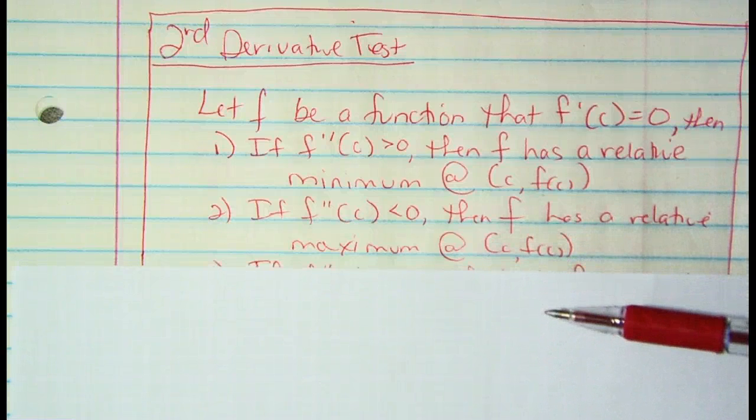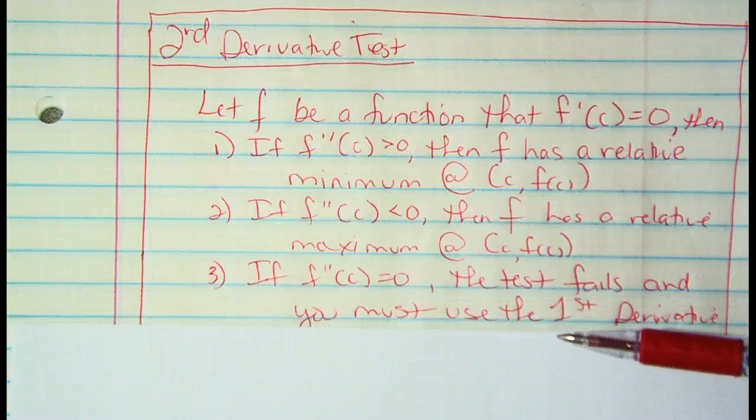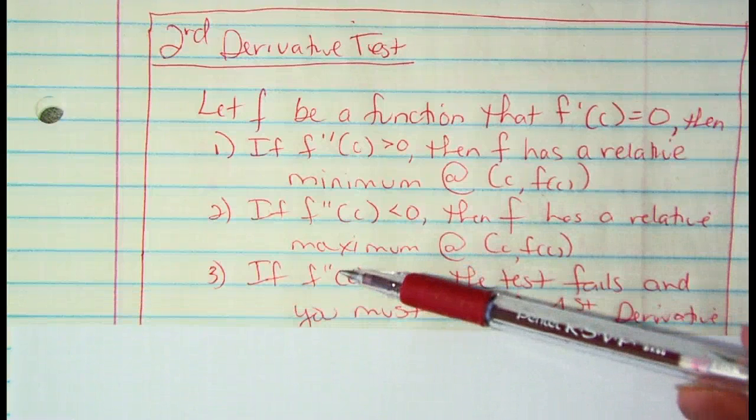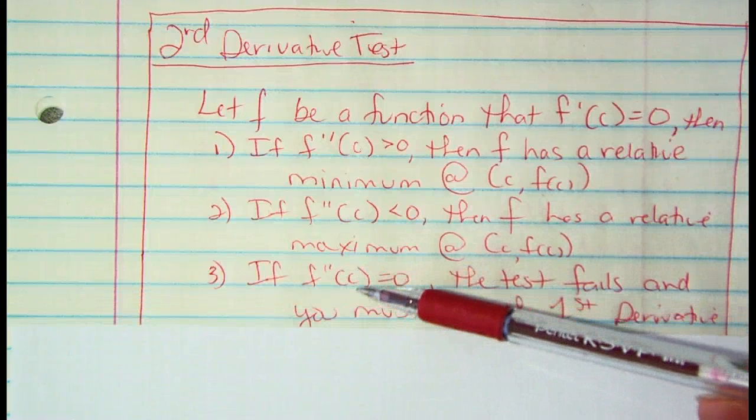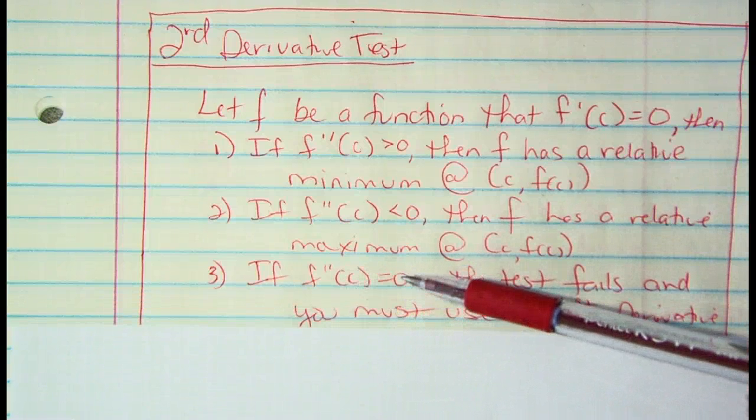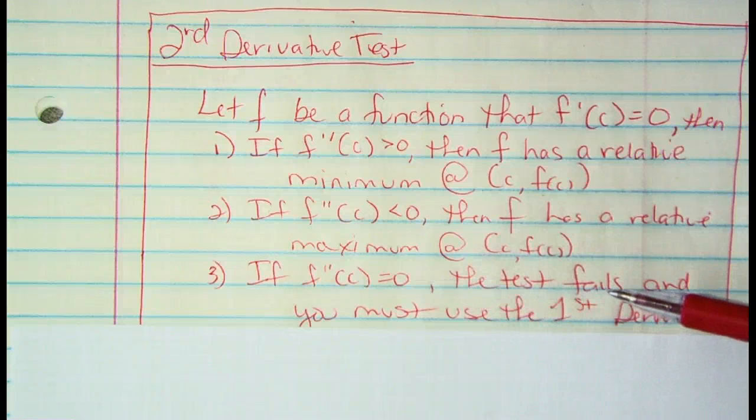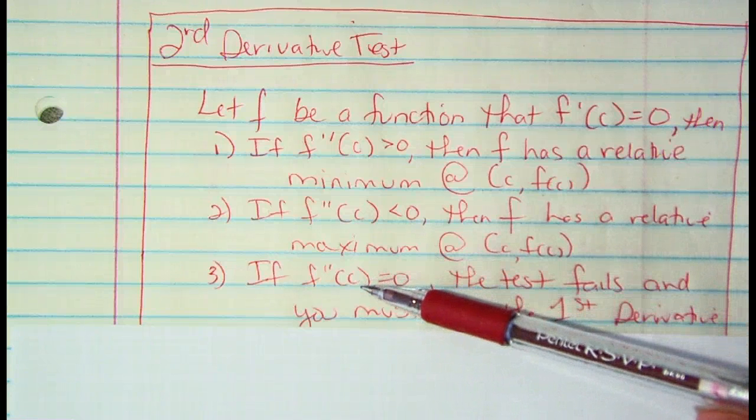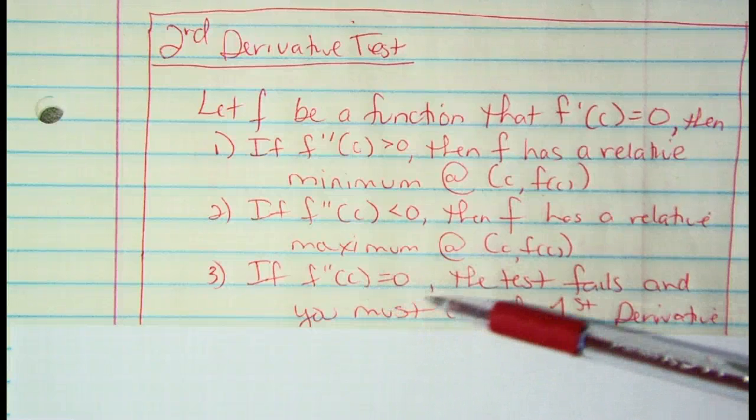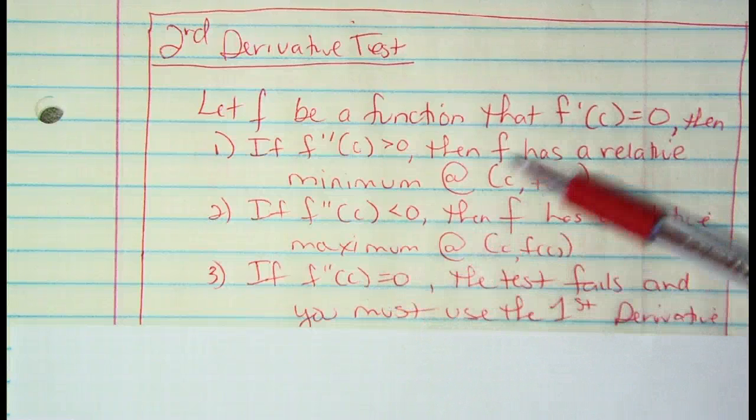And here's where it can fail. If the second derivative, I evaluate that critical number and it ends up equaling 0, the test fails. And you must use the first derivative test to find out at that c, is it possibly a relative min or max, or maybe there's none. All I know is I can't answer it here in the second derivative test.